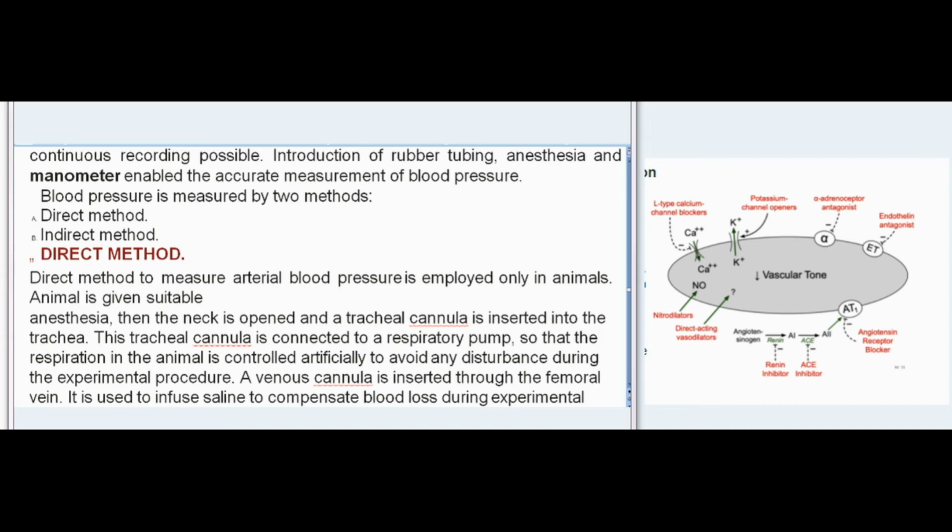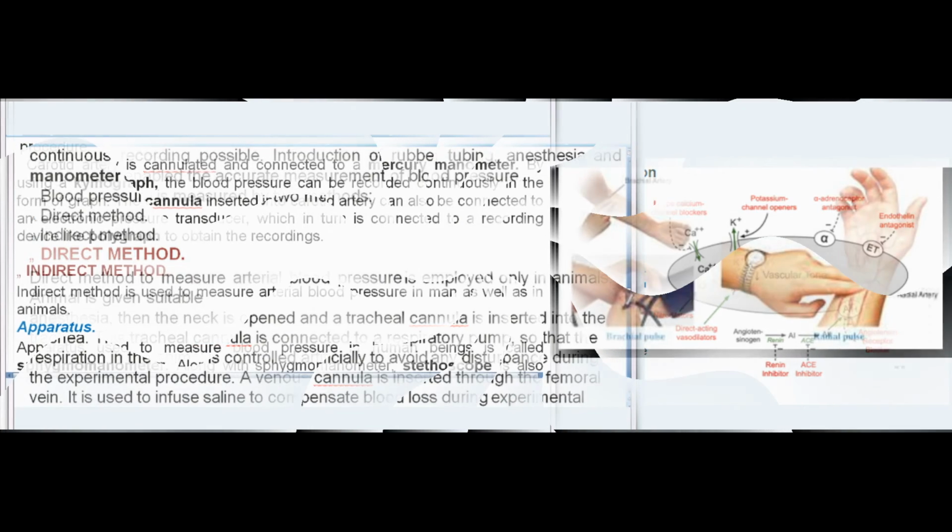Animal is given suitable anesthesia, then the neck is opened and a tracheal cannula is inserted into the trachea. This tracheal cannula is connected to a respiratory pump, so that the respiration in the animal is controlled artificially to avoid any disturbance during the experimental procedure. A venous cannula is inserted through the femoral vein. It is used to infuse saline to compensate blood loss during experimental procedure.